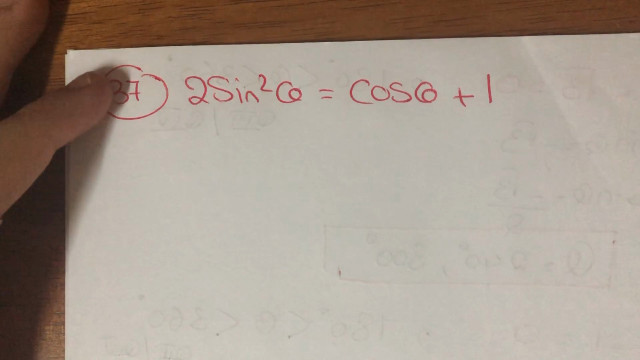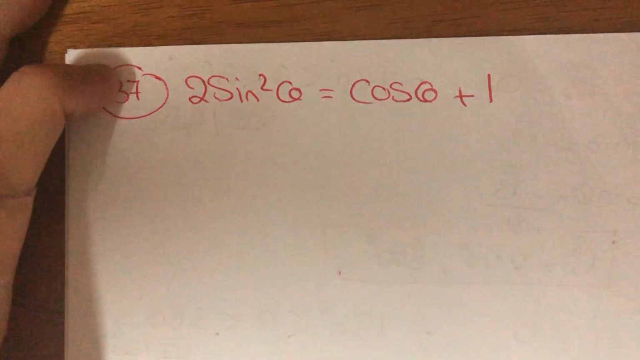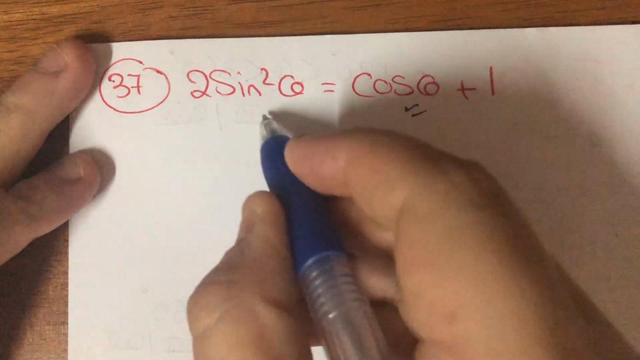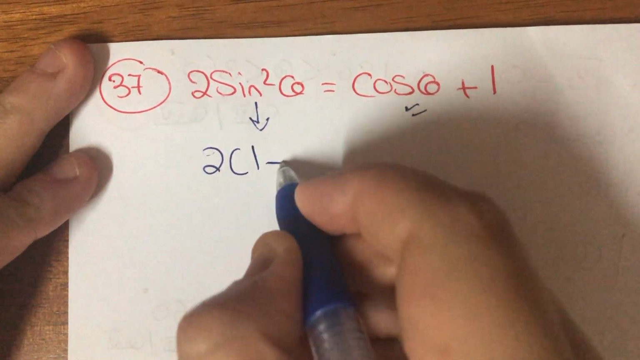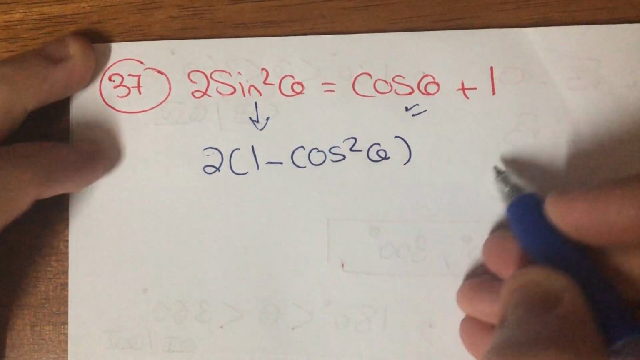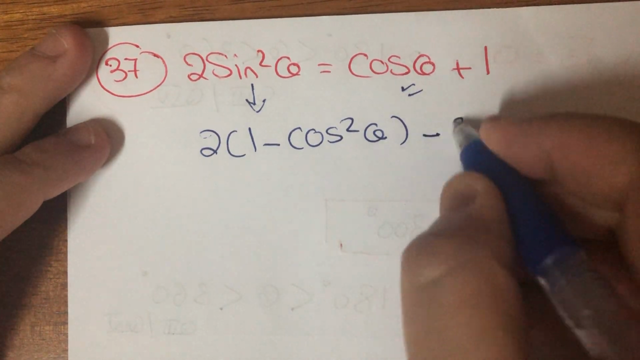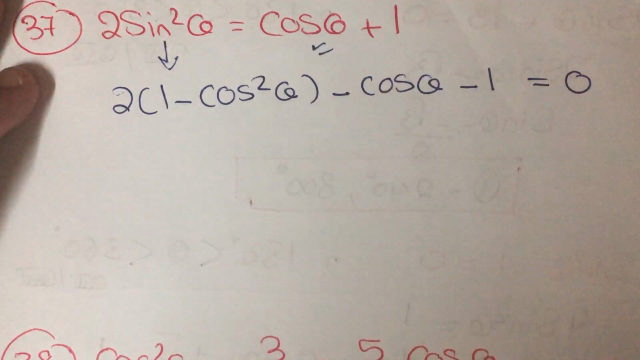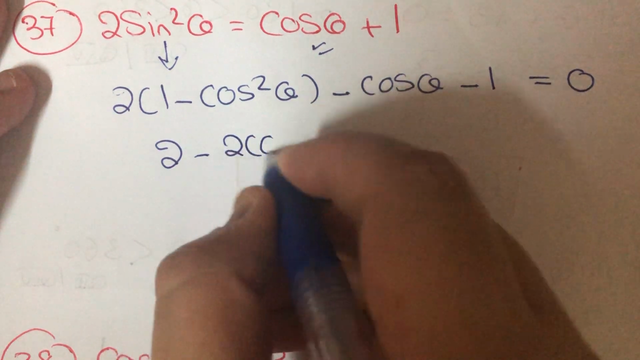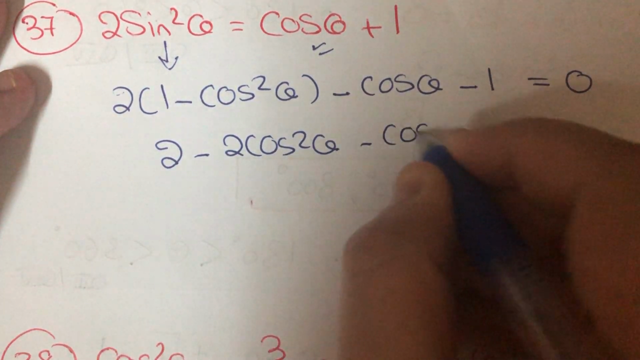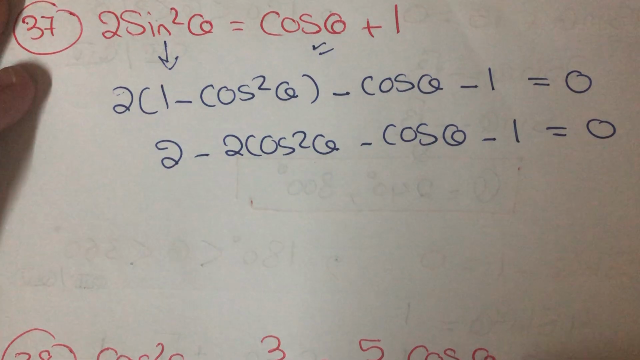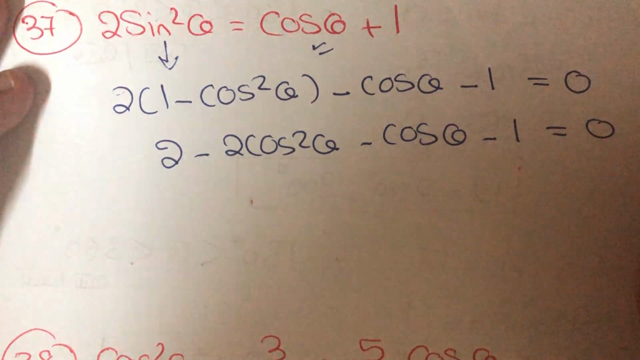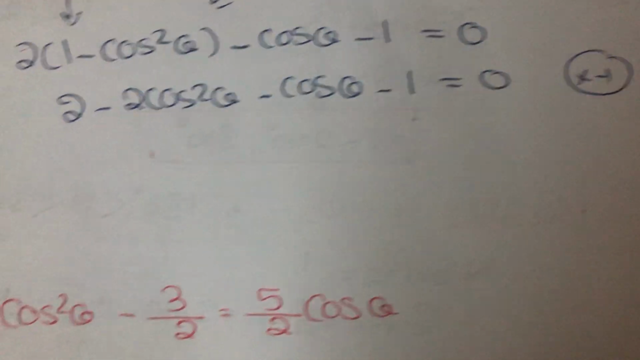Question 37. Again, I can see a Pythagorean identity, and since I can see a cosine over here, I would change this to 1 minus cosine squared theta. Minus cosine theta minus 1 equals 0. So 2 minus 2 cosine squared theta minus cosine theta minus 1 equals 0. I always prefer to keep this positive just not to confuse myself.